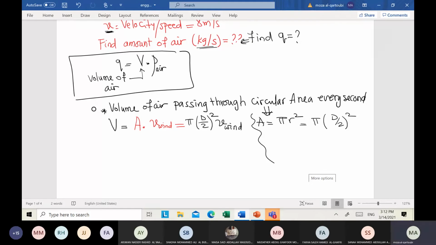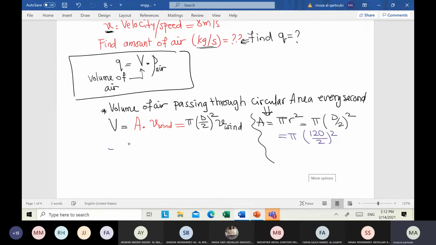The unit of volume will be meter cubed per second, because we need the volume of air passing through the circular area every second, so with respect to time. Substituting, it will be pi times the diameter 120 over 2, squared, times the velocity. The velocity is given as 8 meter per second.